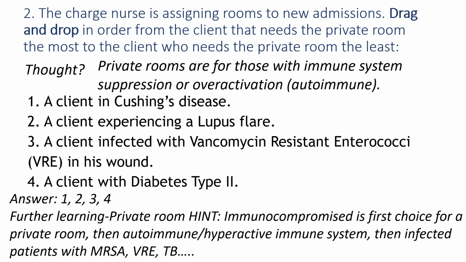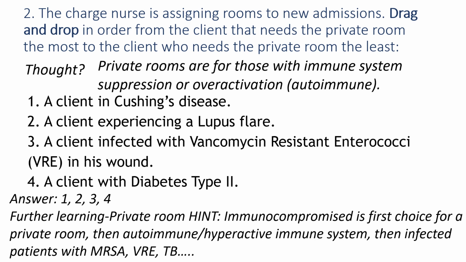The slide here has the final private room hint. If you want to take a screenshot, immunocompromised is first, because remember, they're going to be on reverse isolation. We're putting them in a private room, and we're trying to avoid bringing any pathogens in that could infect them. So we're gowning, gloving, masking to go in that room. Then if we don't have anybody immunocompromised, then autoimmune would be second.